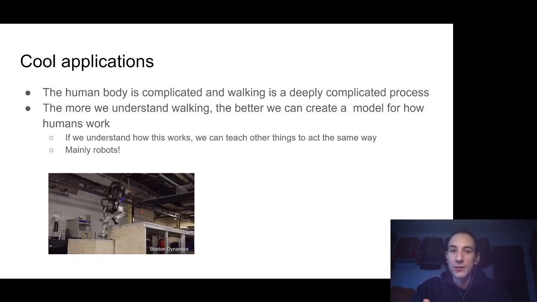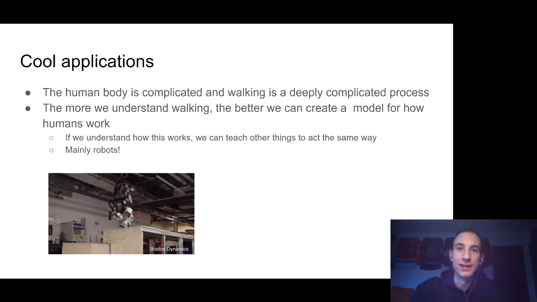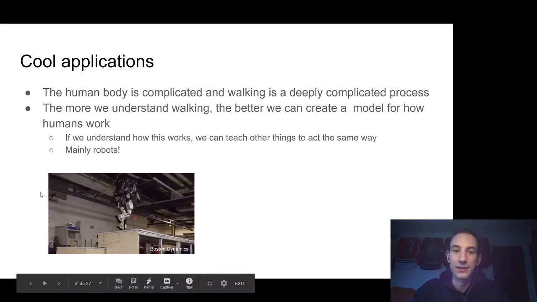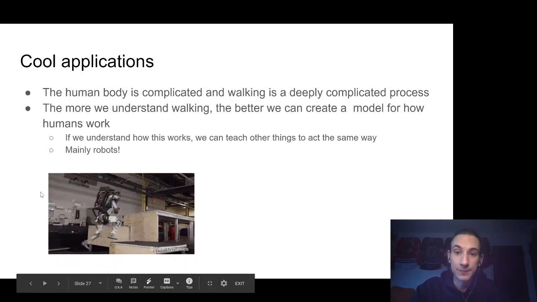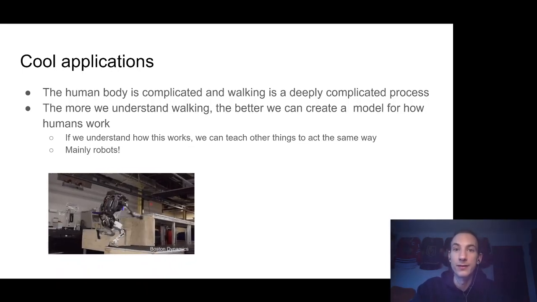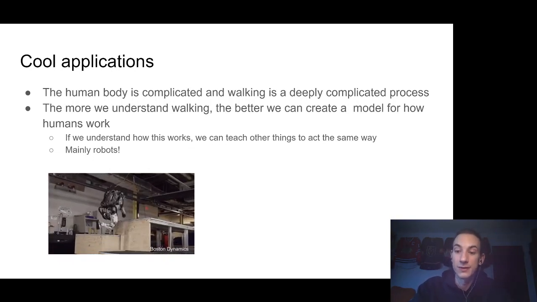And in order to get them to walk, and they do a lot of crazy things. Like you see these videos where people push them and then they catch themselves from falling down, or they do flips. Here they are traversing a pretty difficult environment. And if we can understand how walking works, we can program these robots to mimic that, and then they can do the things that humans can do, which is interesting.